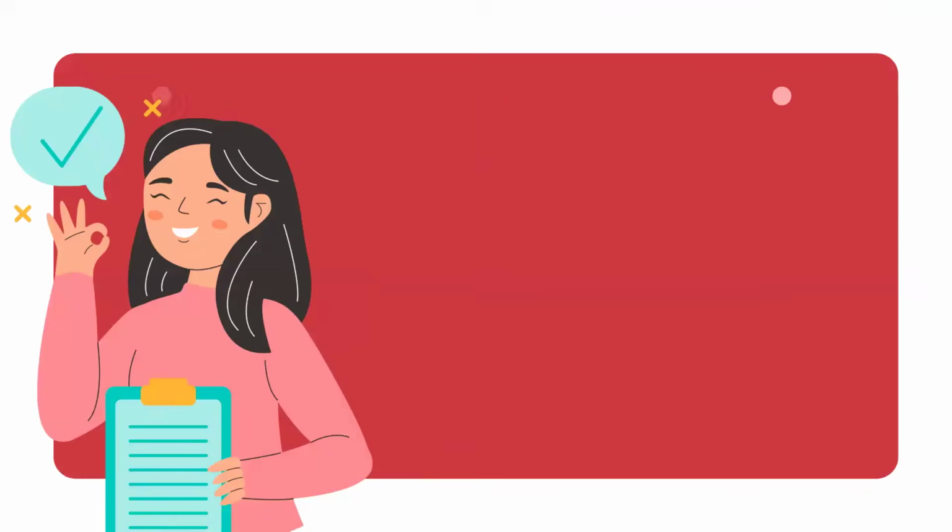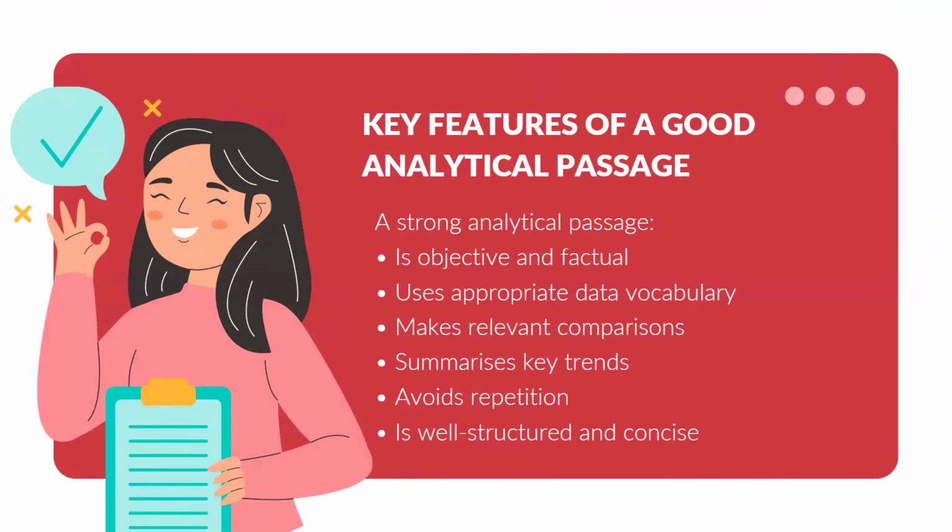A strong analytical passage is objective and factual, uses appropriate data vocabulary, makes relevant comparisons, summarizes key trends, avoids repetition, and is well structured and concise. Remember that a top answer is calm, clear, and confident. It doesn't panic over numbers. It highlights key trends, avoids repetition, and stays very formal. Each line must reflect observation, not imagination. Remember, examiners reward clarity, not complexity.